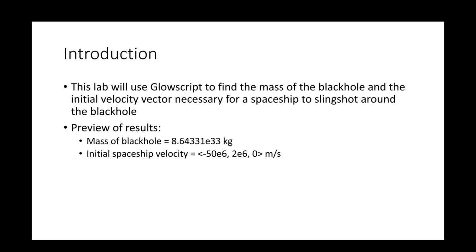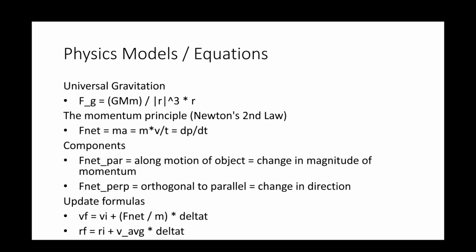So in this lab, I'll be using GlowScript to find the mass of a black hole and the initial velocity vector necessary for a spaceship to slingshot around that black hole. On the screen you can see a preview of my results. Here are the physics equations we'll be using for this lab.